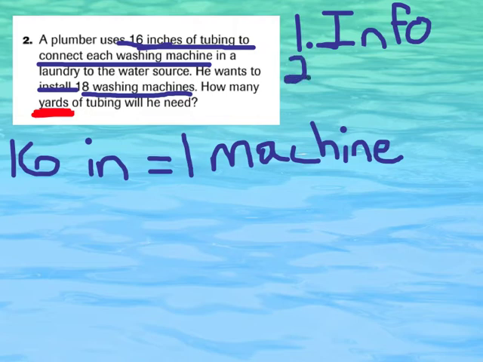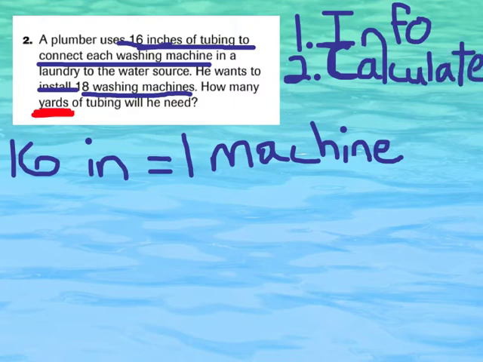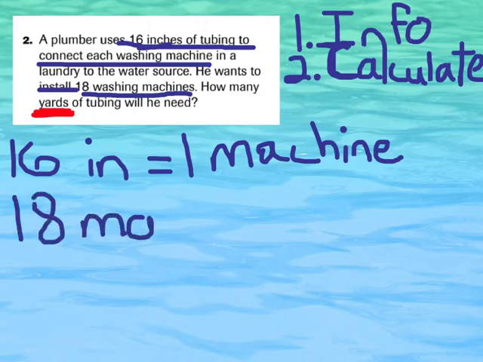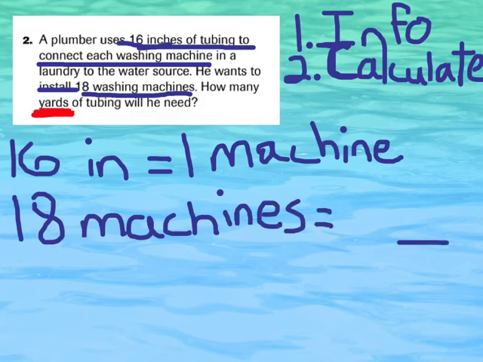So step 2 is to calculate, to find my answer. So step 2, if there's 16 inches in one machine, I need to figure out how many inches there are in 18 machines. Blank inches. So to find that answer, I'm going to have to multiply 18 times 16.